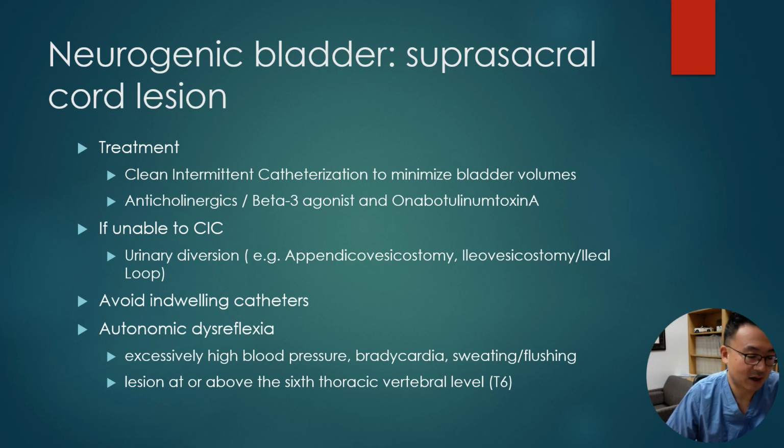If you need a catheter, I would strongly recommend placing a suprapubic tube catheter. The other thing that we have to look out for in supraspinal cord lesions is autonomic dysreflexia. I'm going to devote a few slides at the end of the lecture to this, as this topic is often tested on the in-service exam. Autonomic dysreflexia may present with excessively high blood pressure, bradycardia, and sweating and flushing. This happens if the lesion is at or above the 6th thoracic vertebral level, T6.